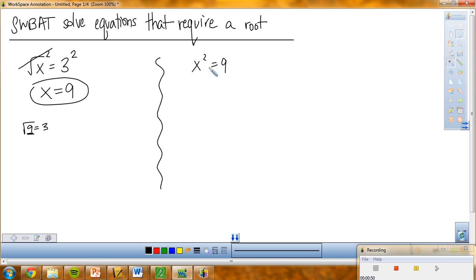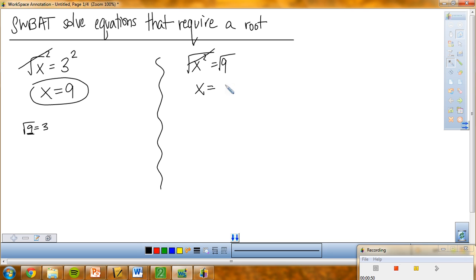Now, when we have a slight variation, I have x squared, some number being multiplied twice gives me 9. This is an equation that requires a root. It doesn't currently have one, but I know that if I want to undo this exponent, I can undo it by taking the square root. And if I do it on one side, I have to do it on the other. Well, this is going to cancel out so that I have x by itself.